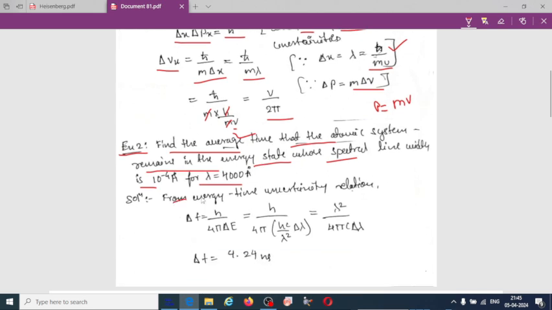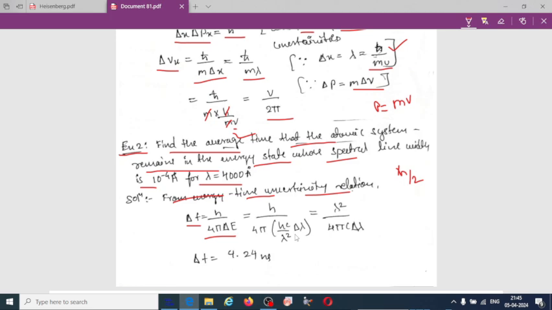Write down the equation from the energy-time uncertainty relation, that is delta E into delta t is equal to h cross. So delta t is equal to what? h divided by 4 pi, or sometimes h cross by 2 also we write. The uncertainty in time and energy: h divided by 2 pi into 2 is 4 pi. So h divided by 4 pi into delta E is equal to h divided by 4 pi, as it is, you keep, and delta E is what?